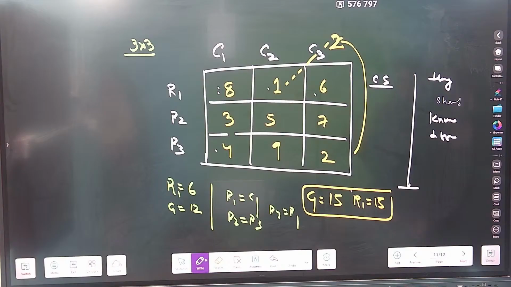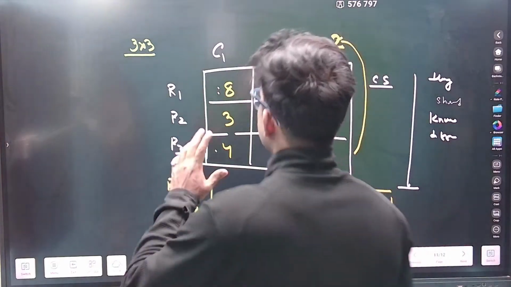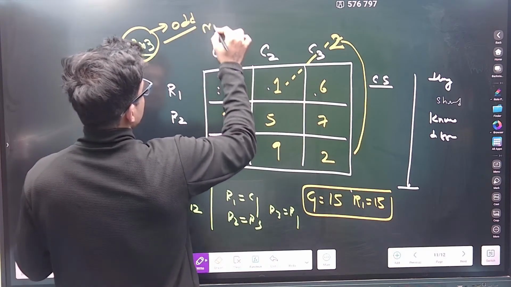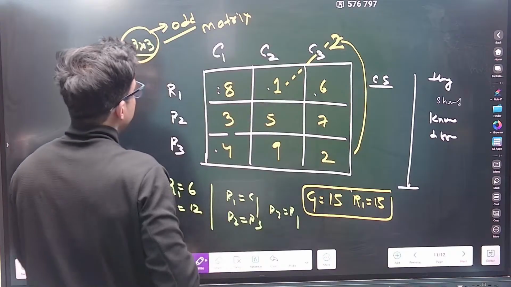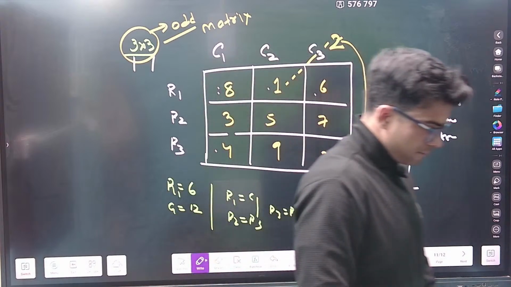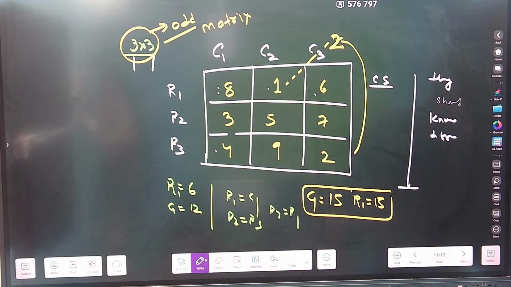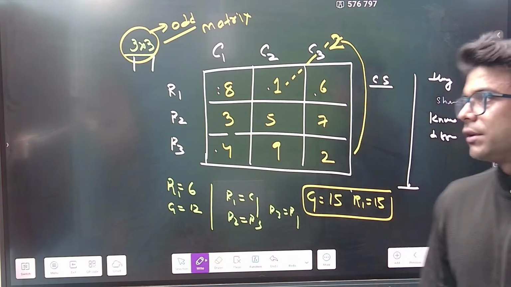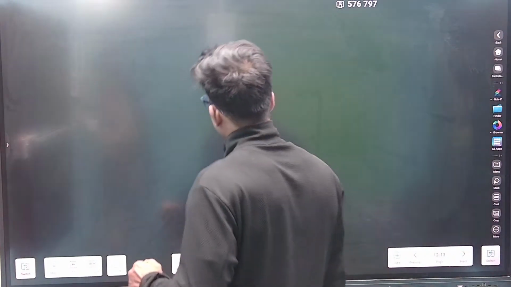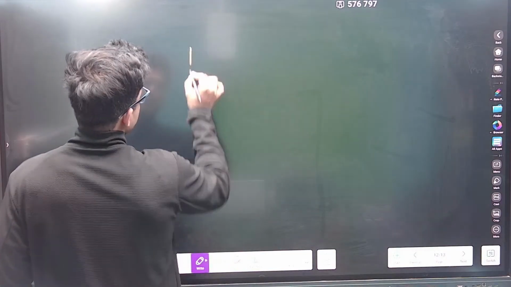Correct. Now the point is that in maths we call this an odd matrix. Why? Because the rows and columns are 3 cross 3. Does it happen the same for the even? Let me take an even matrix. If I take an even matrix, I need to take 4 cross 4.